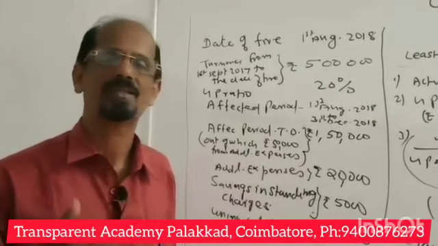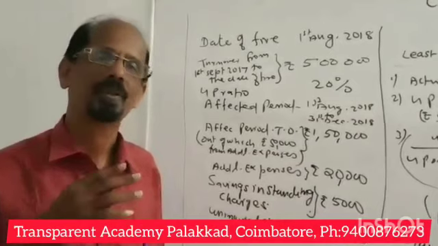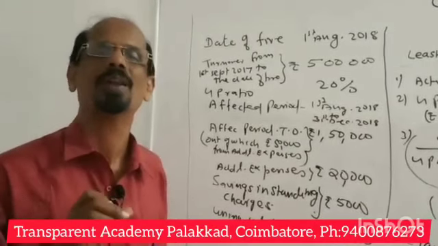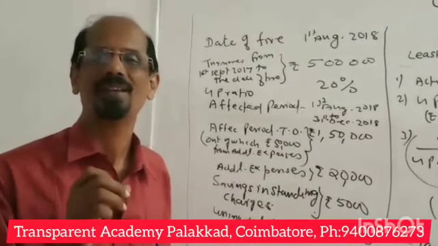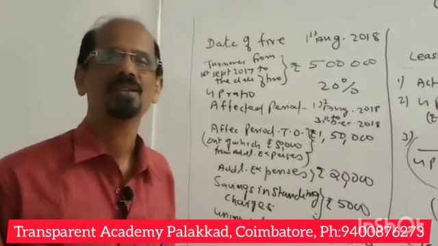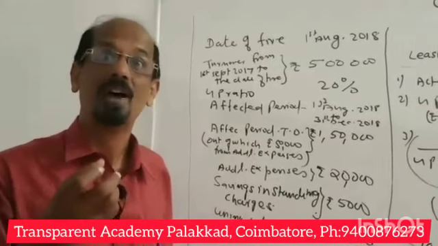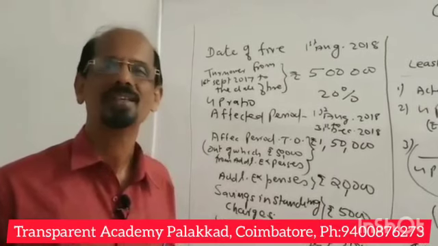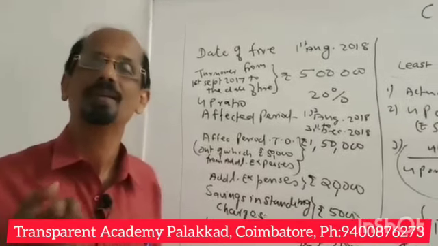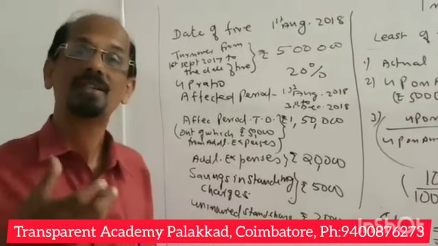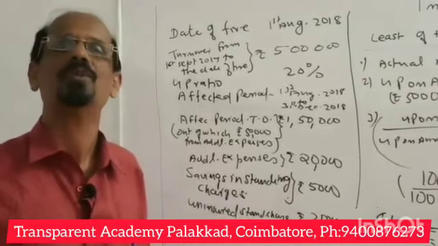We have already discussed that during the dislocation period, during the affected period, the normal sales cannot be achieved, so the normal profit cannot be earned. In order to avoid that reduction in turnover and reduction in profit, some additional expense may be incurred by the company. That is called additional expense or increased cost of working.